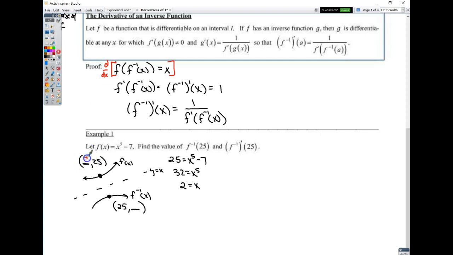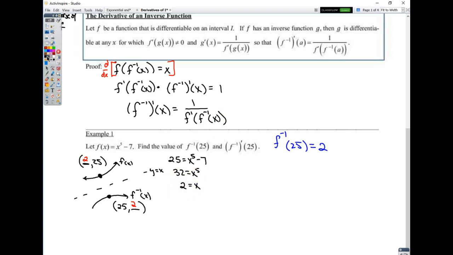So now I know a point. I have this point 2, 25. So now I know what the inverse is. I know that f inverse of 25 is in fact 2 for this problem, because the point 2, 25 on f of x correlates with the point 25, 2 on f inverse of x. Now I can realize that I now know what f inverse of 25 is, that's 2.